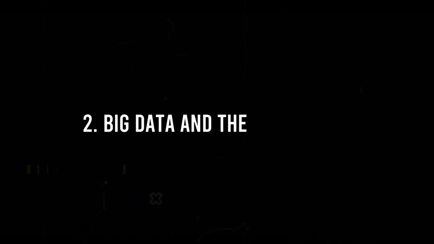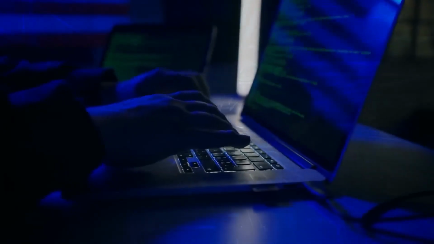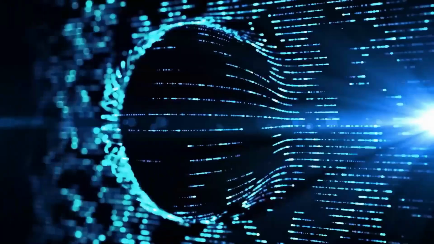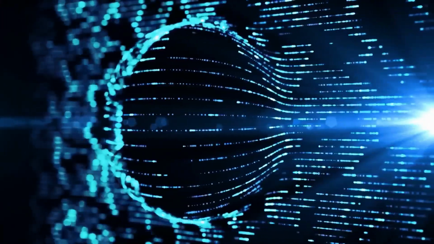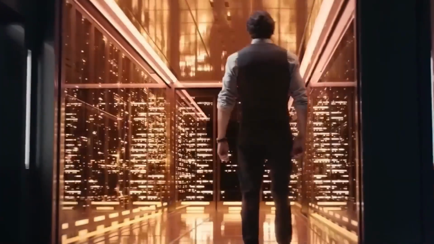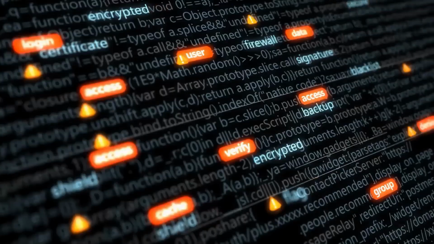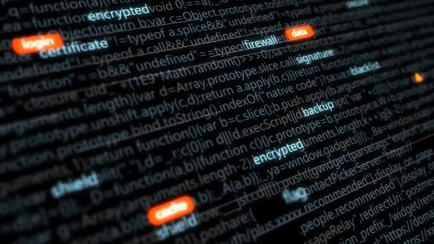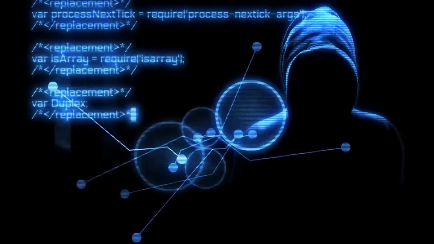2. Big data and the fuel for AI. Deep learning is data hungry. The more data an ANN is trained on, the better it performs. This is where the concept of big data comes in. Massive datasets containing text, images, videos, and other forms of information are crucial for training AI models.